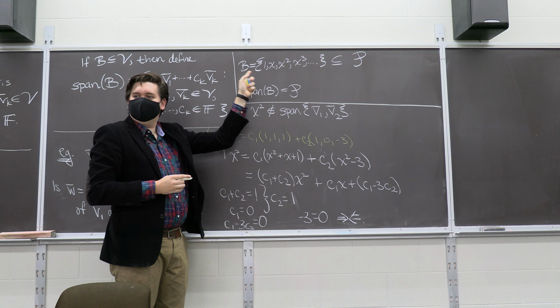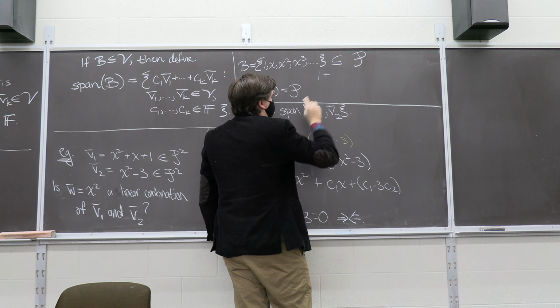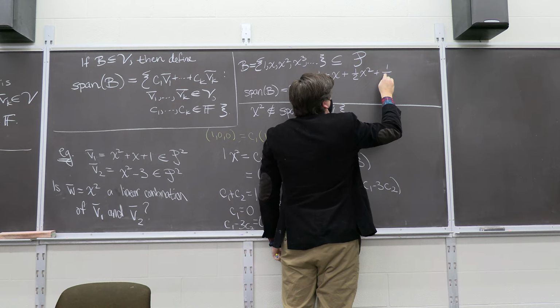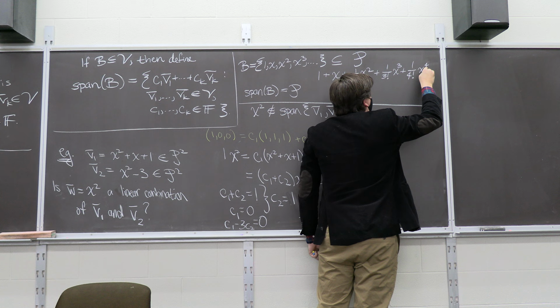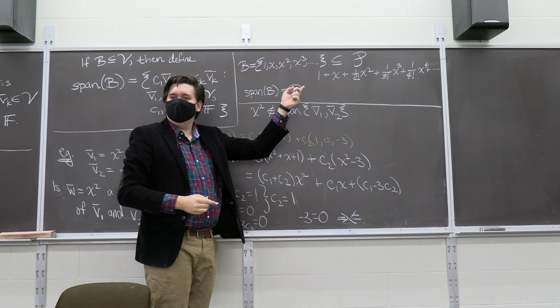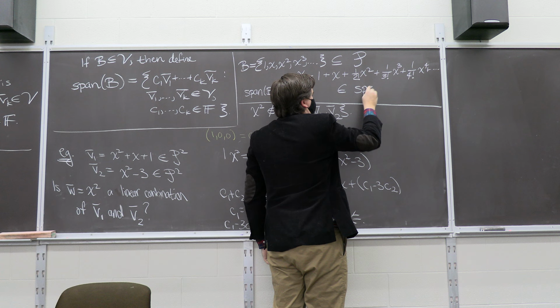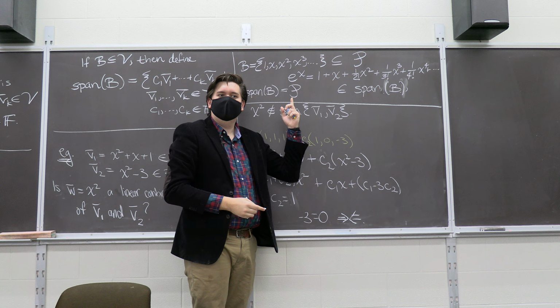But here's something. How about this guy? 1 plus x plus 1 half x squared plus 1 over 6, which is 3 factorial. This 1 half is just 2 factorial. x cubed plus 1 over 4 factorial x to the fourth, and keep going forever. What is that? You remember from calculus 2, do you see this? This is just e to the x. Is e to the x inside the span of B? Is it in there? No.